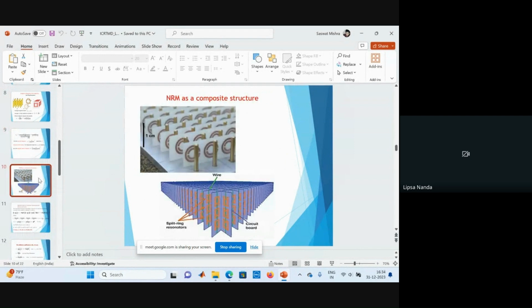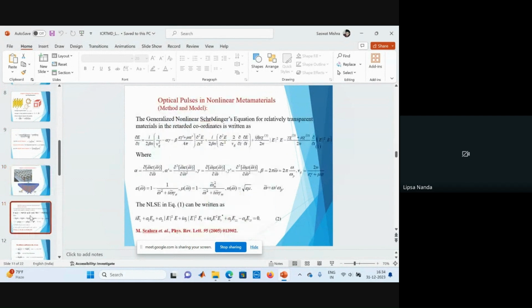If we embed this bulk of thin wires and split ring resonator structures inside nonlinear dielectric mediums, we get a composite NRM structure. That's how it looks. And here is the theoretical model: optical pulses in nonlinear metamaterials. Here the generalized nonlinear Schrodinger equation is written in this expression. So basically it's a nonlinear medium.